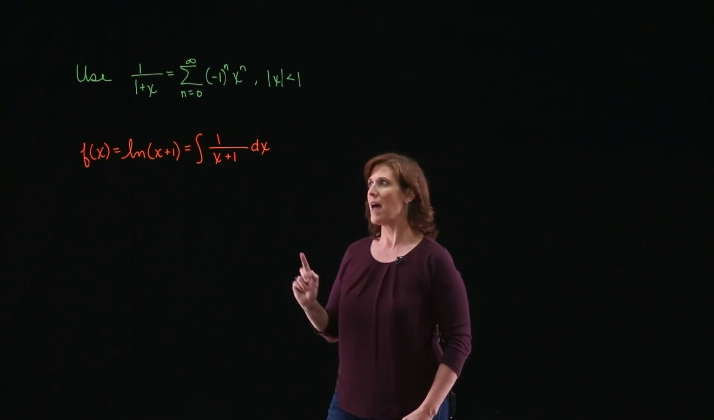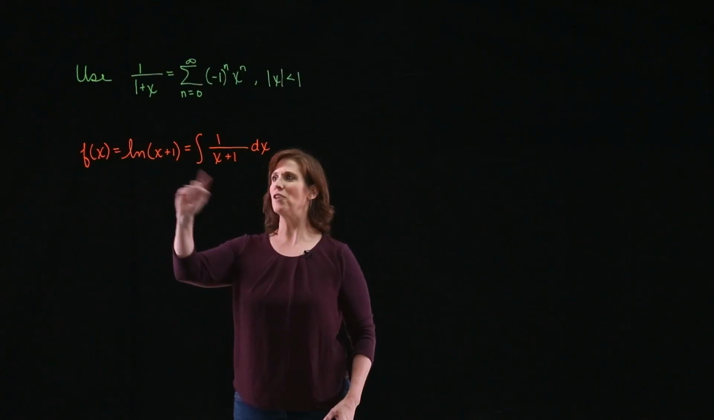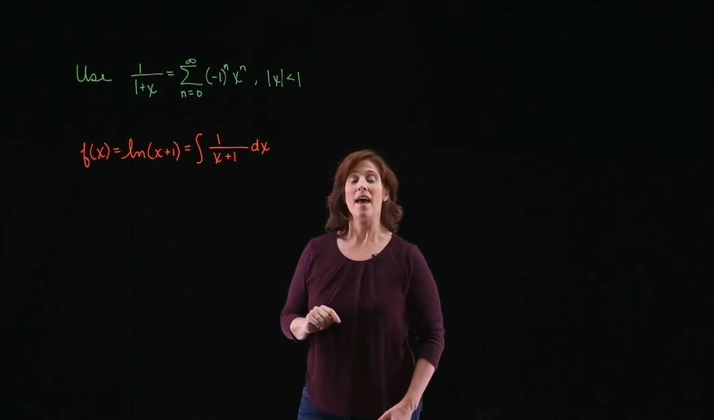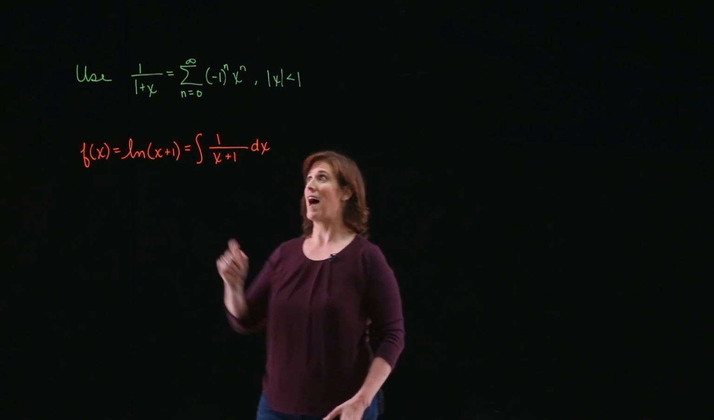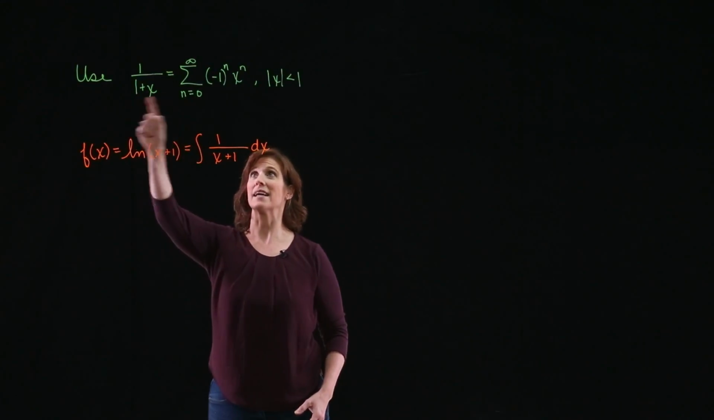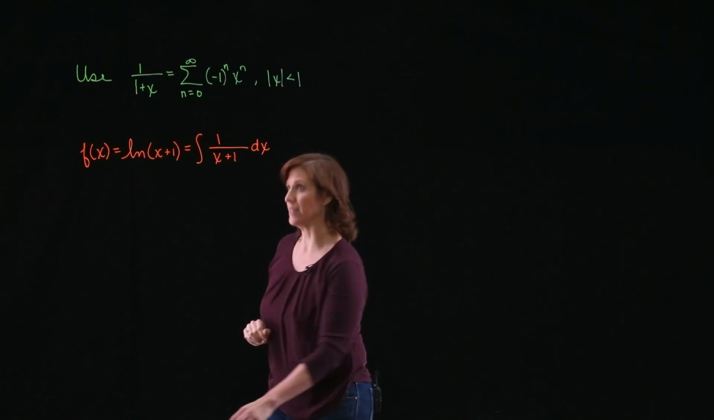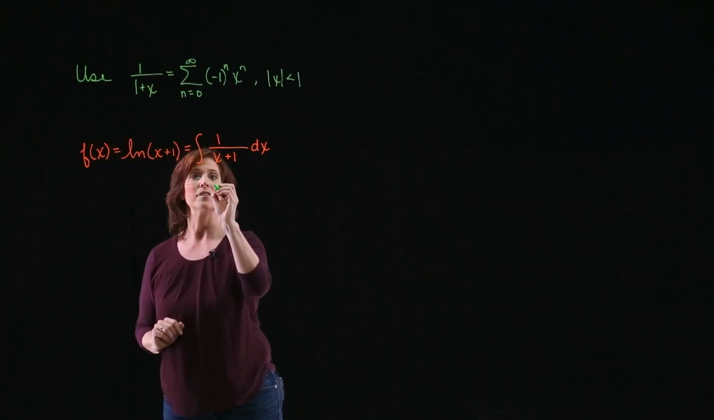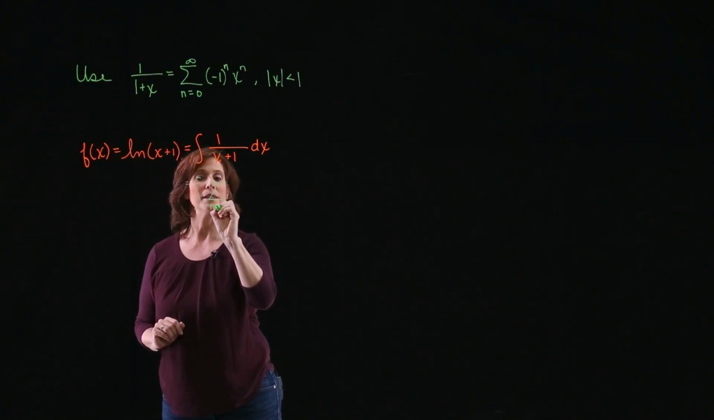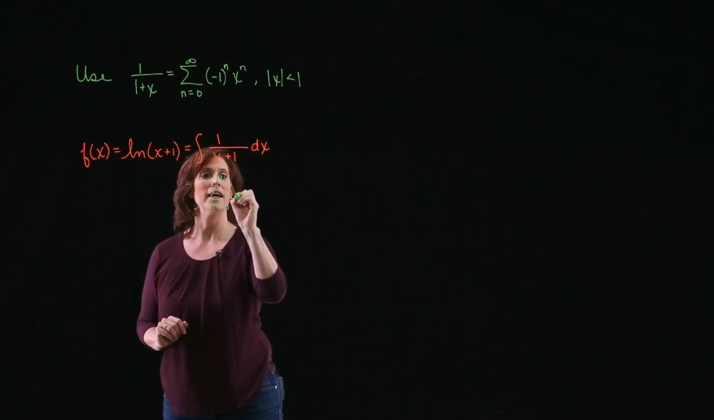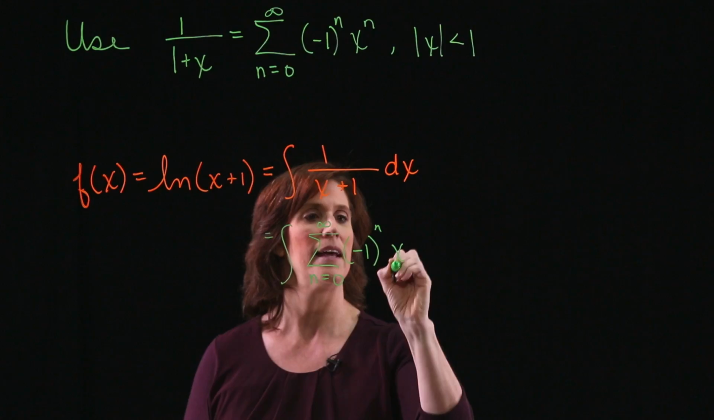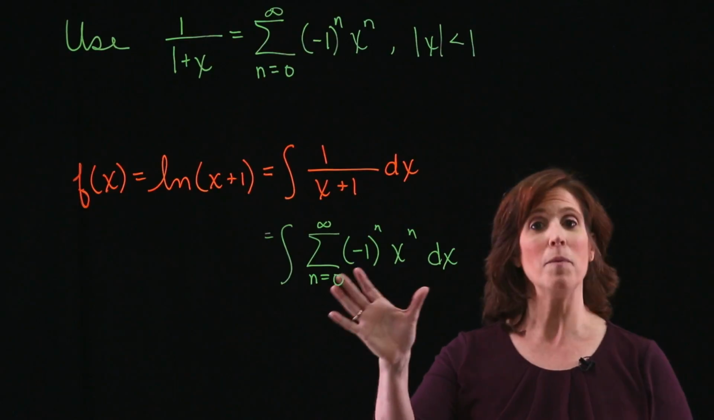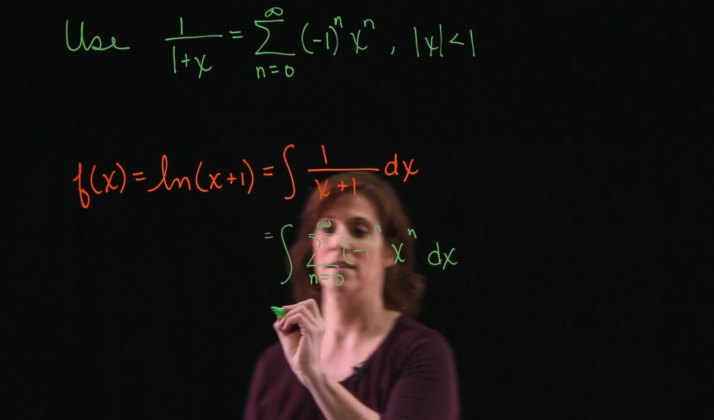In this problem, we're going to be finding a power series for the natural log of x plus 1. We notice that the natural log of x plus 1 is the integral of 1 over x plus 1 dx. In addition, we're allowed to use the fact that 1 over 1 plus x can be written as a power series. Let me rewrite this: the sum from n equals 0 to infinity of minus 1 to the n, x to the n, dx. We'll begin by integrating that power series.